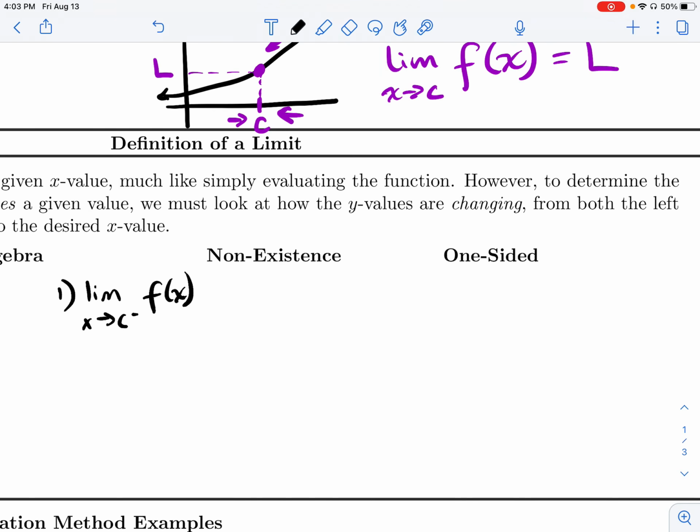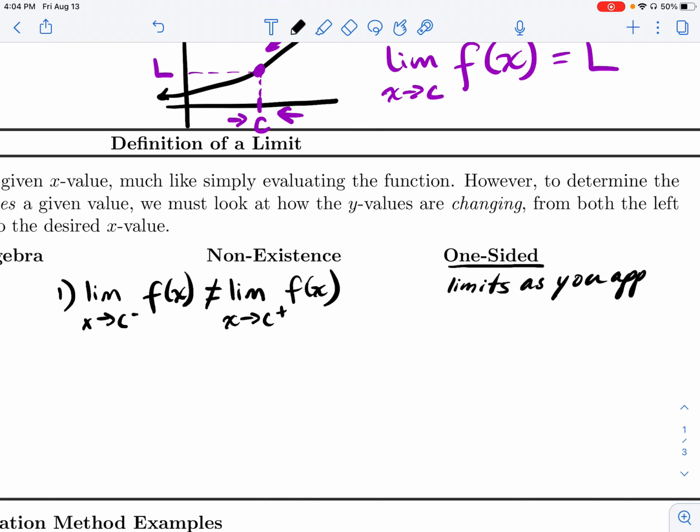We can say the limit does not exist when we are approaching our c value from one side and we don't get the same value as we approach that same c value from the other side. When this happens, we say that this limit does not exist, because we're describing what are called one-sided limits. And those are effectively just limits as you approach x from one side.